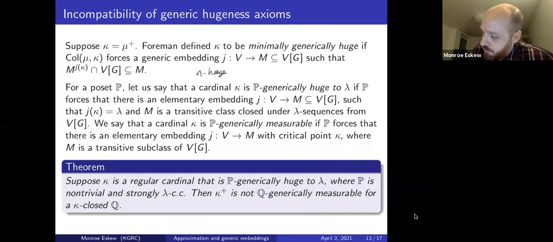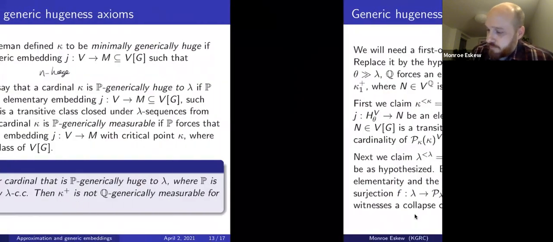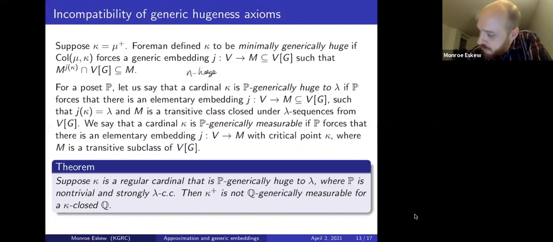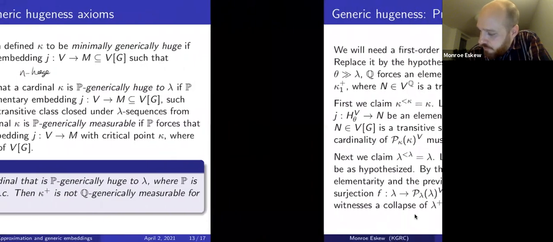Okay, so let's... Sorry, yes. You always mean that kappa is the critical point of these embeddings, right? That's the intention, but the argument actually won't need that kappa is the critical point. Yeah, I see. Okay. We just need to know where it goes and the chain condition.